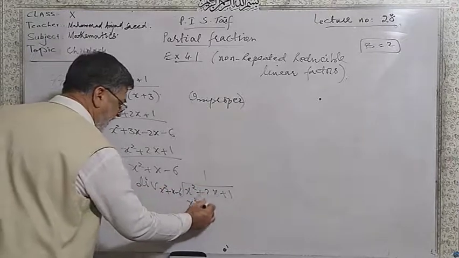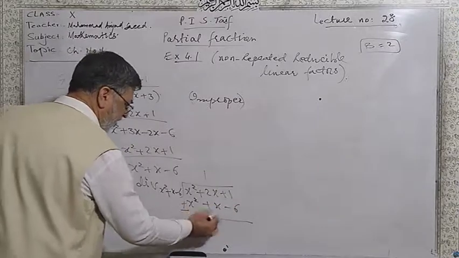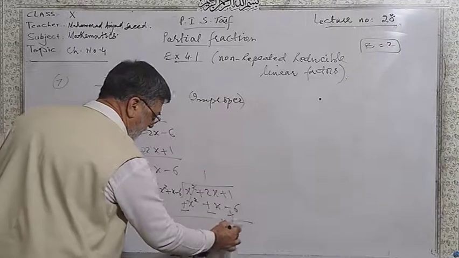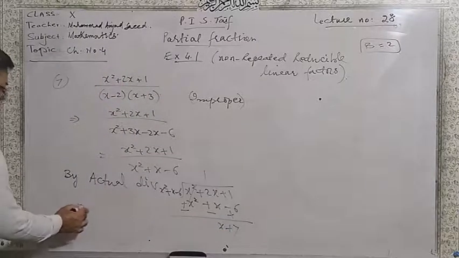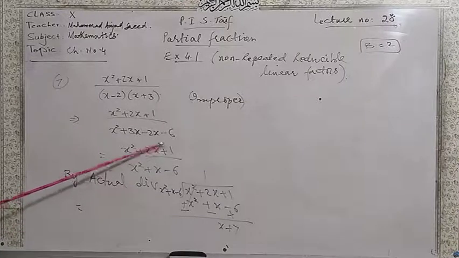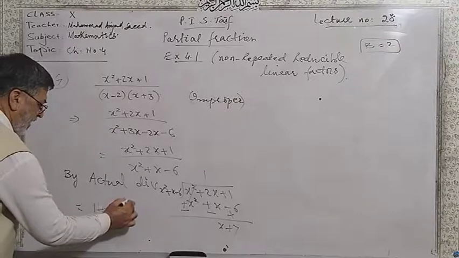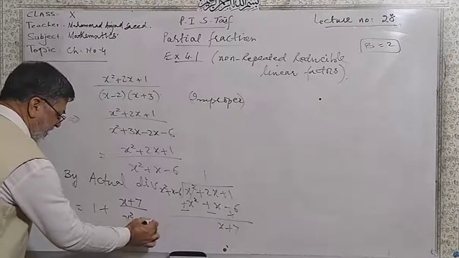Here is x square plus x minus 6. Change the sign. 2x minus x is x, plus 7. Dear students, you can write down this fraction as 1 plus x plus 7 over x square plus x minus 6.